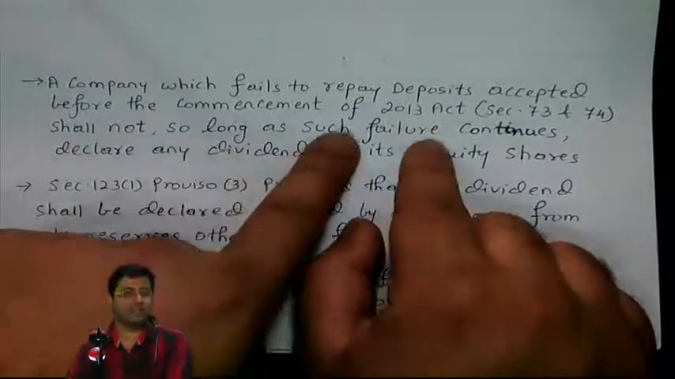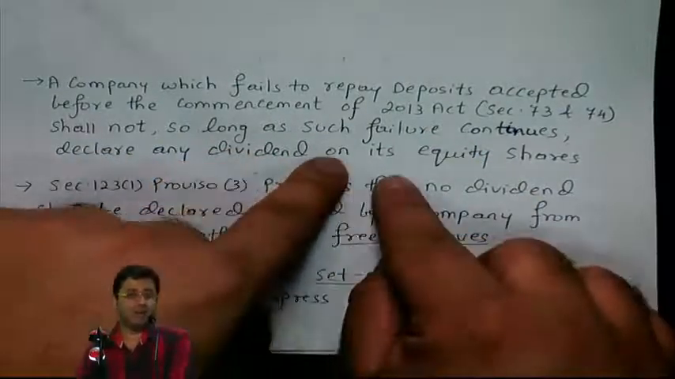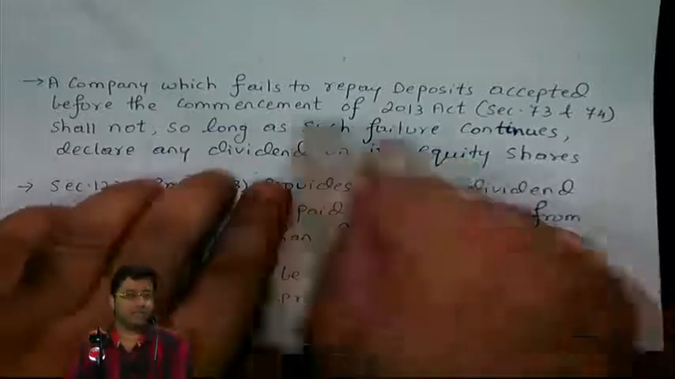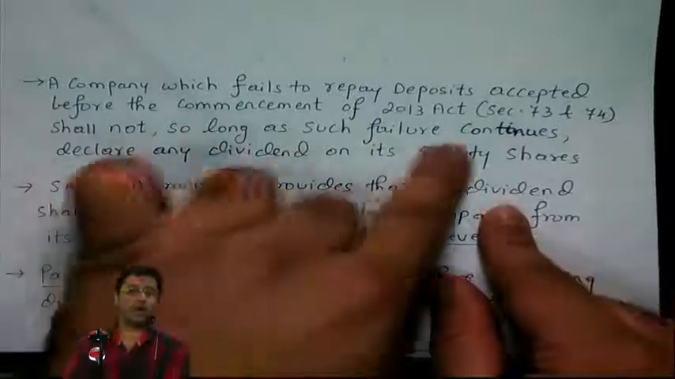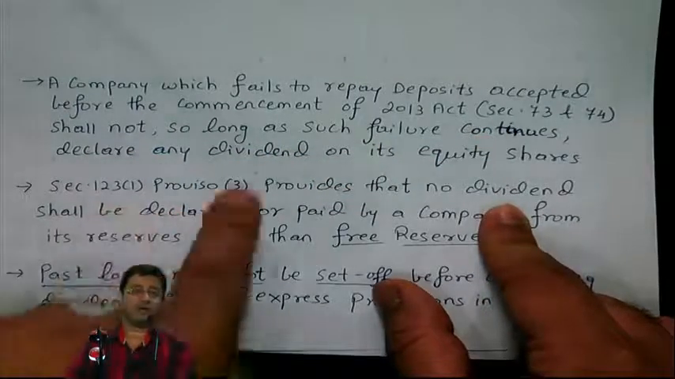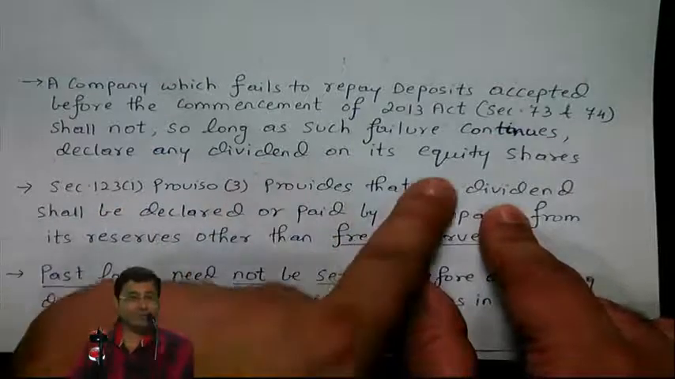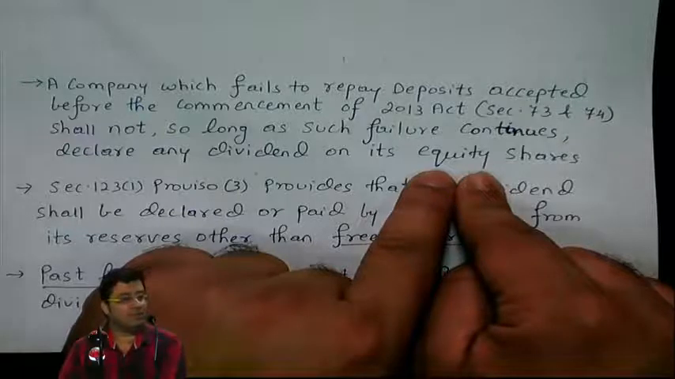So long as there is a failure, it cannot give away, continues, declares any dividend on its equity shares. What does it mean? That when a company fails to repay deposit, it shall not, so long as the failure continues. What does it mean? That till you don't repay the deposit, you cannot give away profits as dividend. But then you tell me, which shareholders are written here? Equity shares. Can you give dividend to the preference shareholder?